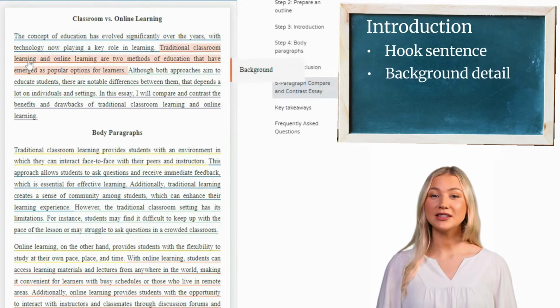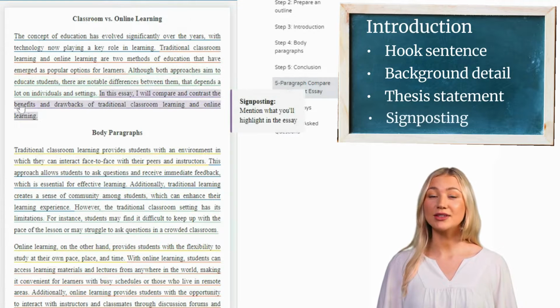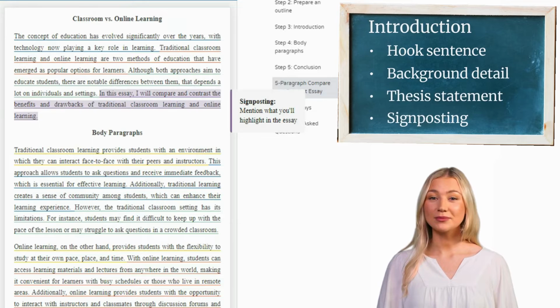Then, the writer gives background information on the subject to make it more clear. In the third sentence, we see the thesis statement, which is the most important part of the introduction. Here, the writer highlights the main argument of their essay. Lastly, the writer uses a signposting sentence, where they mention what will be highlighted in the essay.